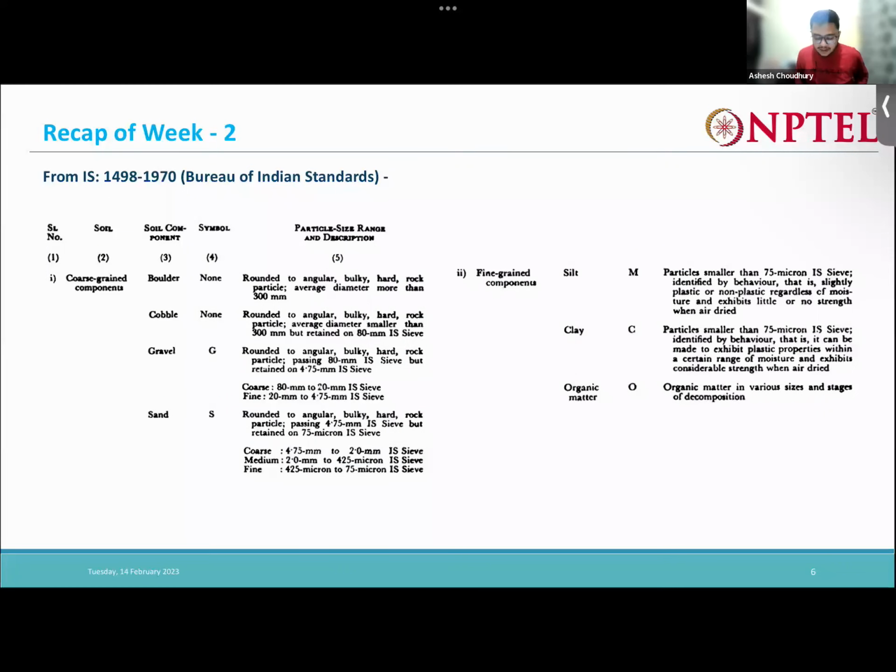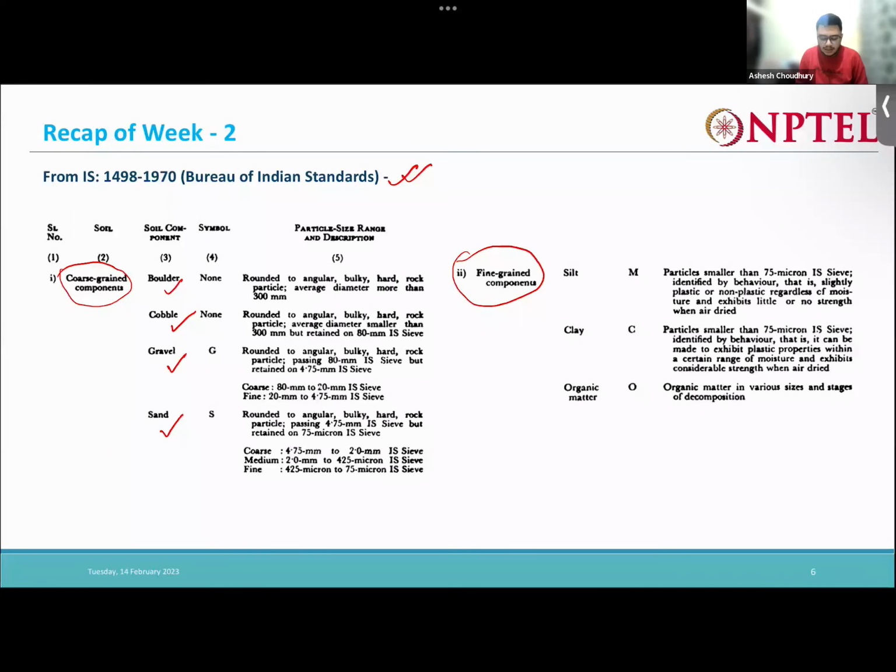Now, this particular table is available in your IS 1498 1970, so I have taken it from there. Here, all the types of soils are defined. First we have the coarse grain component, and then we have the fine grain components. The coarse grain component is of four types: boulder, cobble, gravel, and the fourth one is sand. For boulder and cobble, there is no symbol.